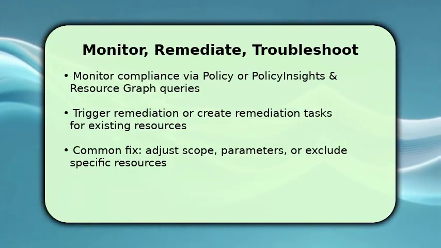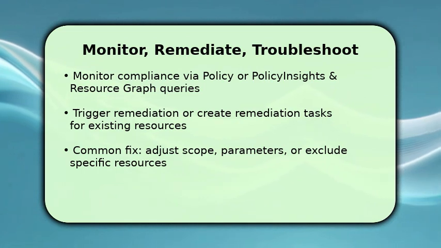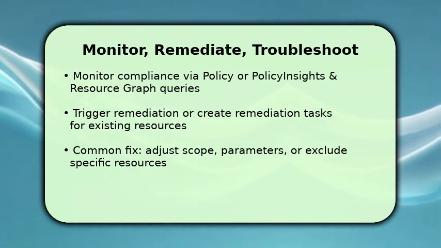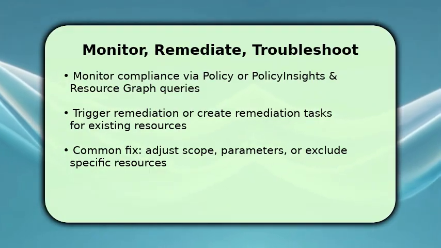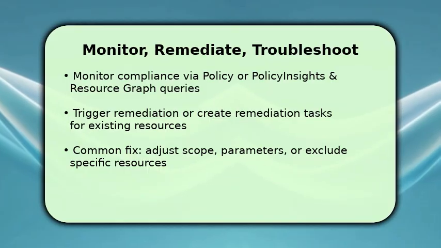If things go wrong, first verify scope and parameter values. Most failures stem from a misscoped assignment or incorrect parameters. Then review activity logs and change the assignment or add exclusions as needed.